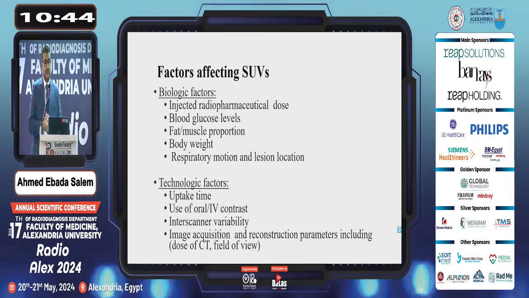Factors that can affect the SUVs are biological factors and technologic factors. I think that's very important for us to know because this will affect the accuracy of the measurements we're making on the patient. Biologic factors include the dose injected into the patient and blood glucose levels. As we said, we usually allow up to 250 milligrams per deciliter. Above that, we will require the patient to be rescheduled because this can affect the sensitivity of the scan. Fat and muscle proportion: fat does have low uptake of glucose compared to muscle, so this again will affect our interpretation of the scan. Body weight, as well as respiratory motion and lesion localization.